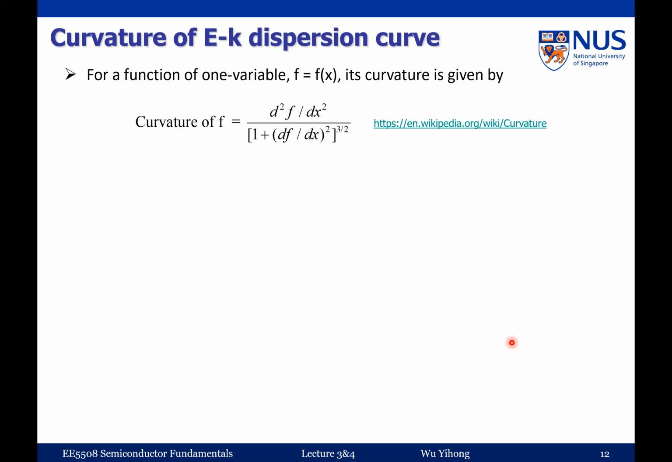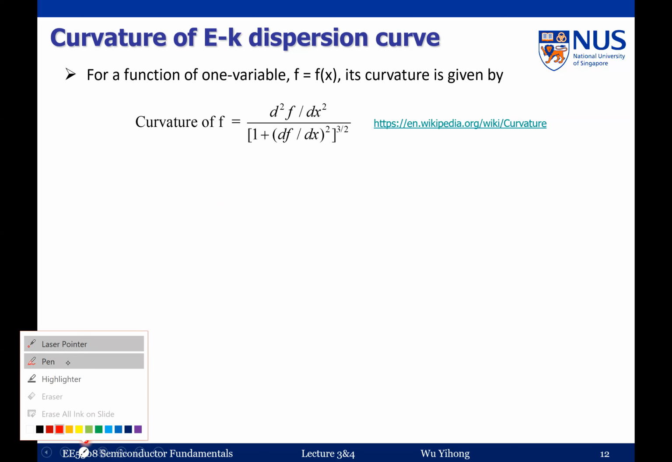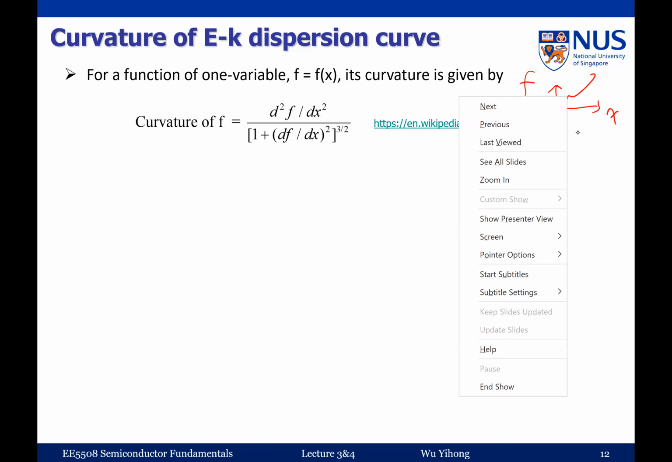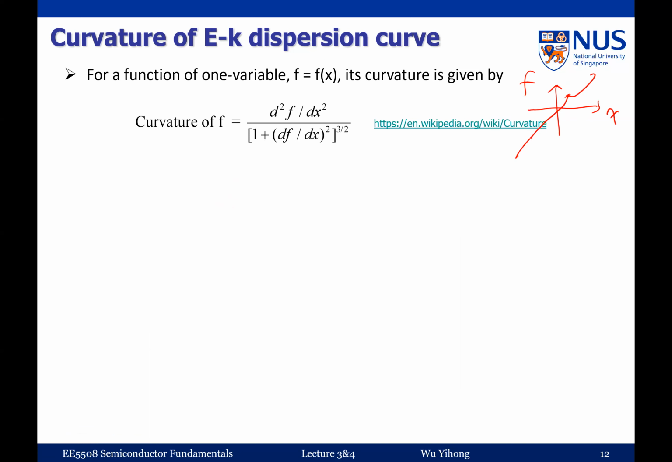So if you have a very simple function, f is a function of x, right? Then you can define the curvature of this function at any point. So what does this mean? If you sketch out this function, with x and f, then at any point on this curve you have a different curvature. For example, here you have a large curvature, and here you have a large curvature, and here you have a small curvature.